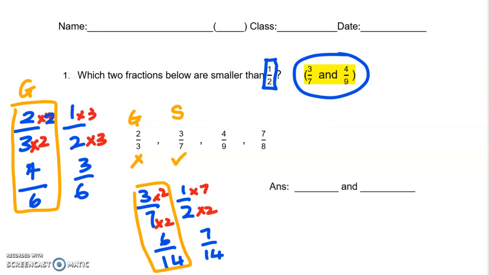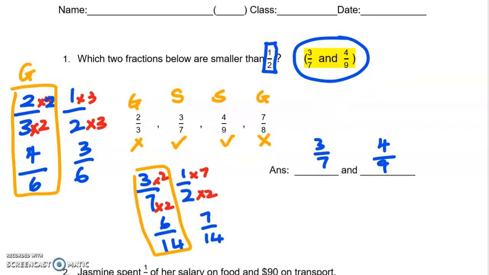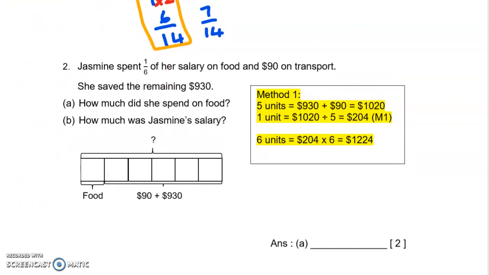So you work out the next two fractions, you will find that 4 out of 9 is also smaller and 7 out of 8 is greater. So the answer is 3 out of 7 and 4 out of 9 are smaller than half. Okay, let's move on to the next question.